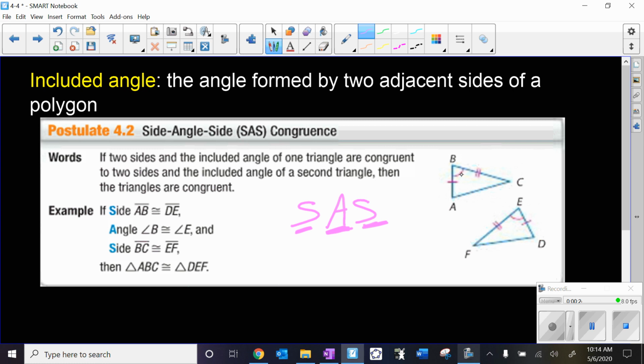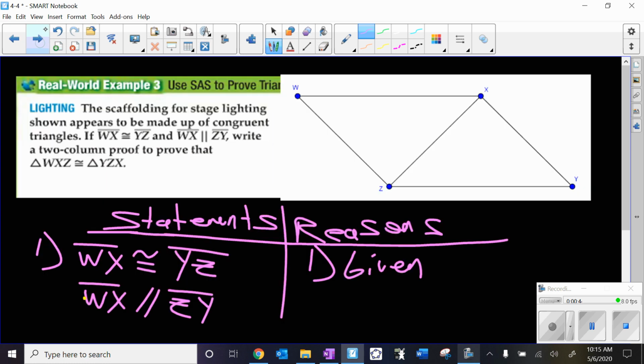Notice that angle B is congruent to angle E, but angle B is located in between side length AB and side length BC. And angle E is located between side ED and side EF. The angle has to be between your two congruent sides that you're talking about. Okay, so let's try an example out of this.